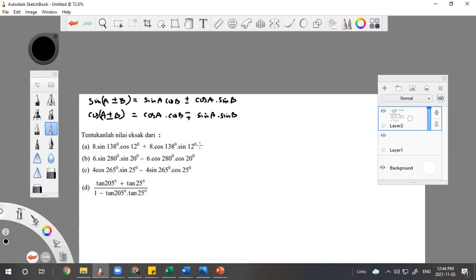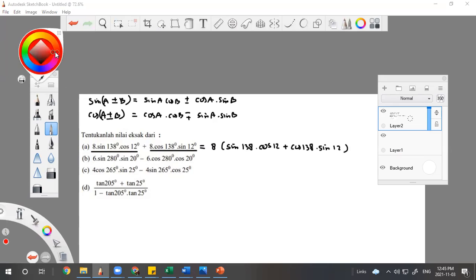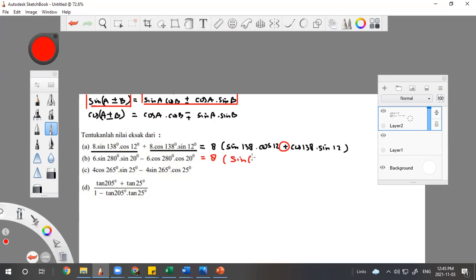Sekarang lu lihat ini, itu bisa buang 8-nya. Ya nggak sih? Kan ini sama ini. Perhatiin ya, 8-nya buang. Berarti sin 138 cos 12 plus cos 138 sin 12. Lu perhatiin deh, ini cuma terbalik doang mikirnya, dari kanan ke kiri. Ya, from right to left. Terus kalau dia plus, lah udah lu masukin. Jadi equals to 8. Berarti sin 138 plus 12. Selesai. Ya.